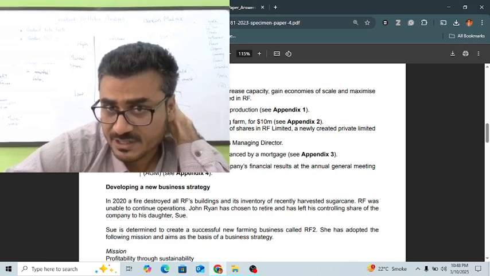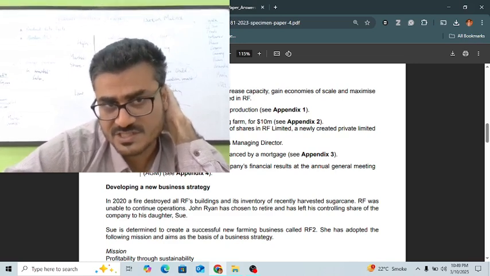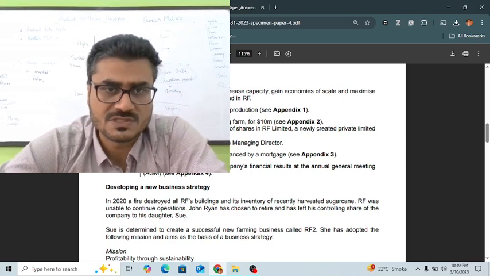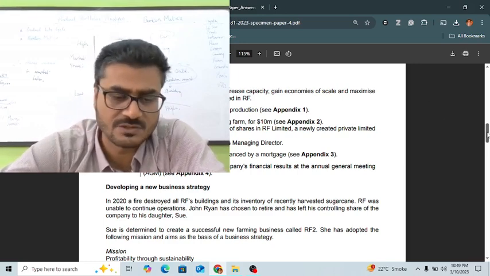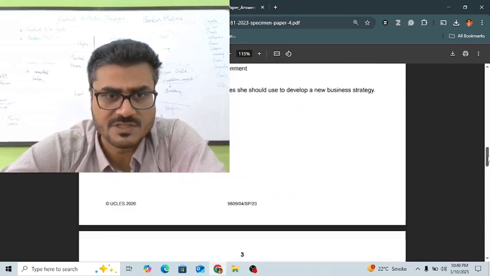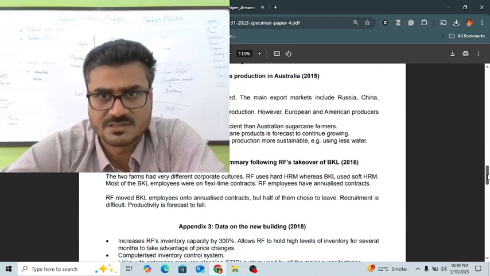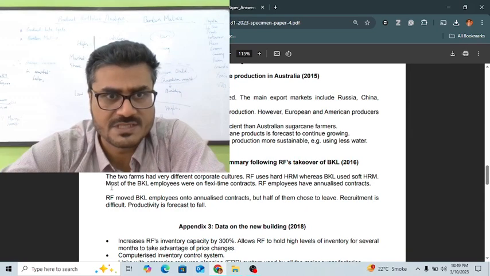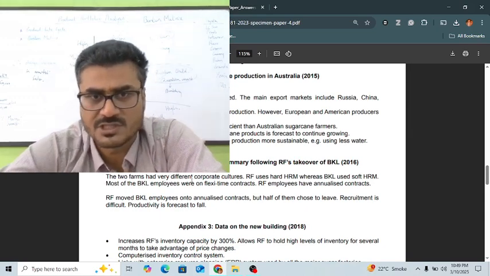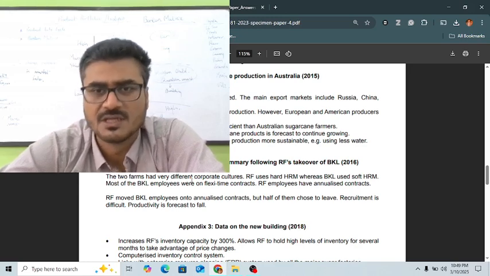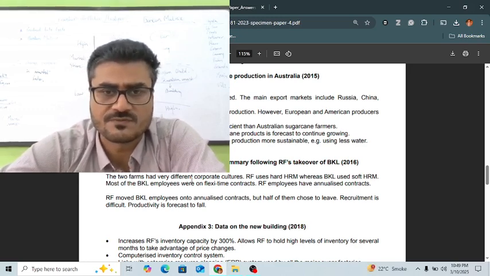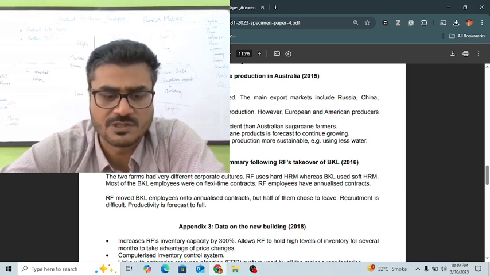RF created a private limited company by offering shares to friends and family, and John holds a majority 51% share as managing director. This is what happened in 2016. They grew externally by taking over another business. So let me see the appendix for further information. We can see that the two firms had very different corporate cultures. RF uses a hard HRM approach, whereas BKL uses a soft HRM approach. So there is conflict between the two types of management cultures and approaches being followed in the two businesses.